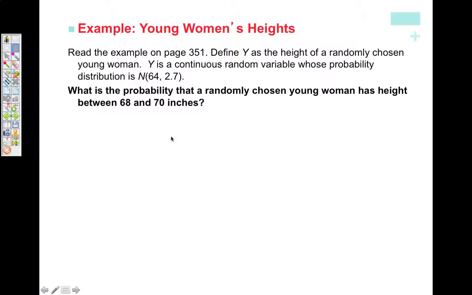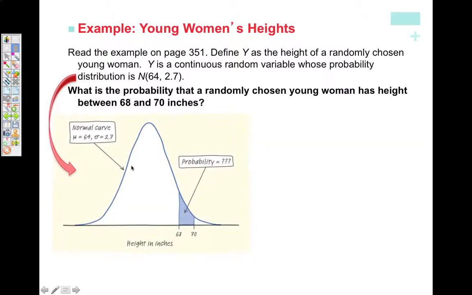Well, before we answer that, what's the probability that a randomly chosen young woman has a height of 68? We'd say it's 0 because that's a specific value. But for a range of values, that we can deal with. We draw a picture. We draw our normal curve. This n is telling us it's normally distributed. We have a mean of 64. 64 is in the middle. We have a standard deviation of 2.7. And the question is, what is this area between 68 and 70? That area represents the probability.